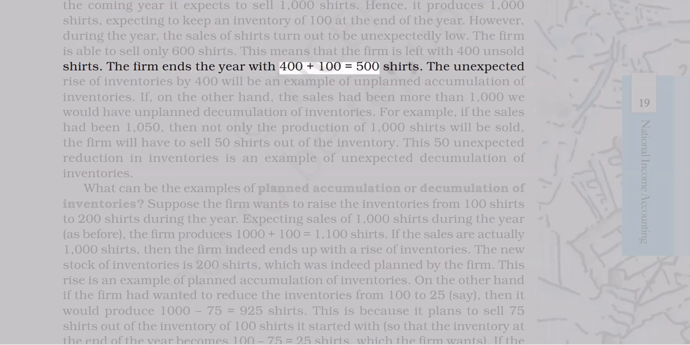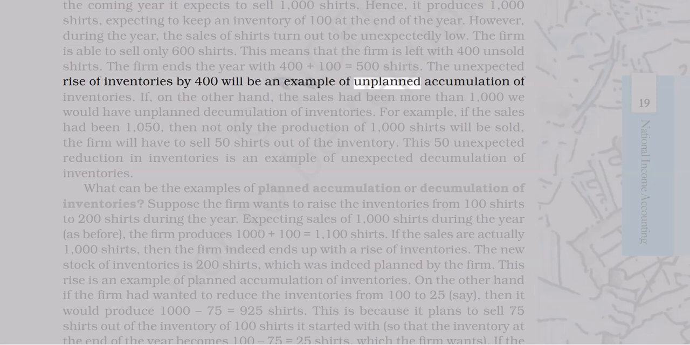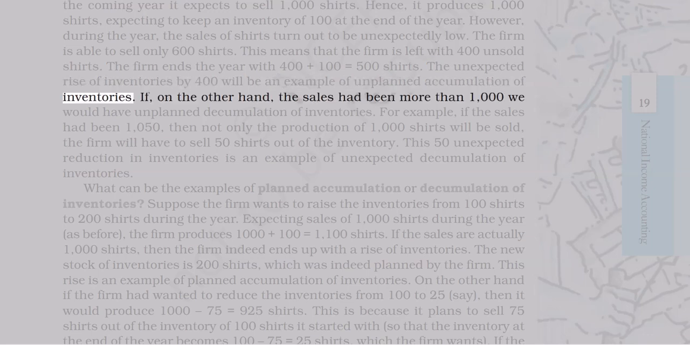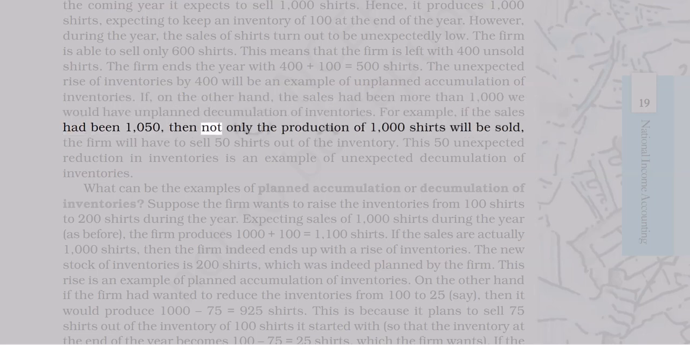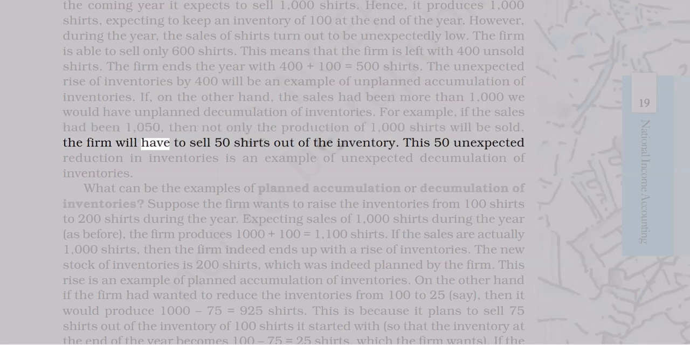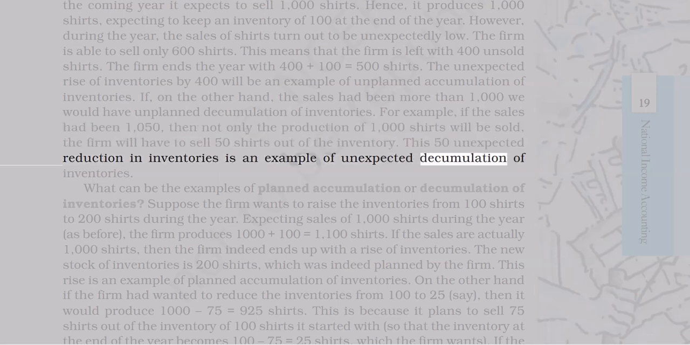The firm ends the year with 400 plus 100 is equal to 500 shirts. The unexpected rise of inventories by 400 will be an example of unplanned accumulation of inventories. If, on the other hand, the sales had been more than 1,000, we would have unplanned decumulation of inventories. For example, if the sales had been 1,050, then not only the production of 1,000 shirts will be sold, the firm will have to sell 50 shirts out of the inventory. This 50 unexpected reduction in inventories is an example of unplanned decumulation of inventories.